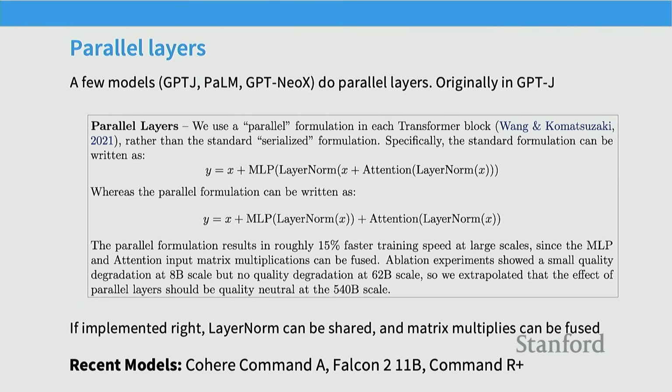It hasn't been quite as popular since then, at least in the last year. I think most of the models that we've seen have been serial layers rather than parallel ones. I think the only exceptions to this are like Cohere Command A, Command R+, and Falcon 2 11B.